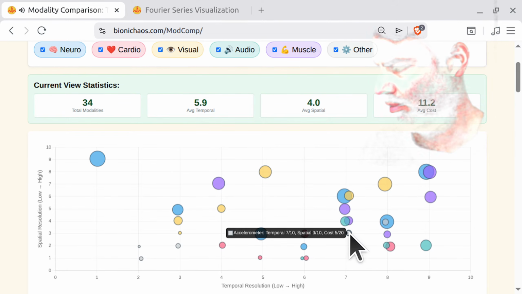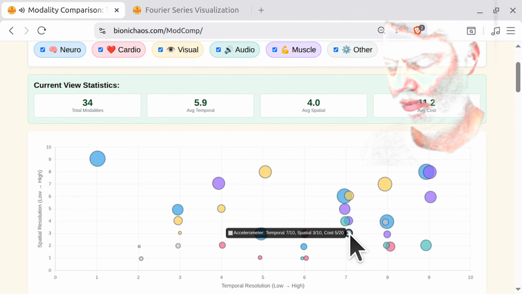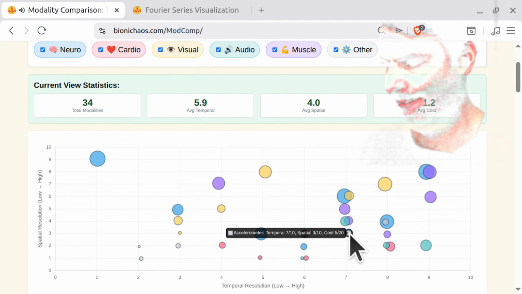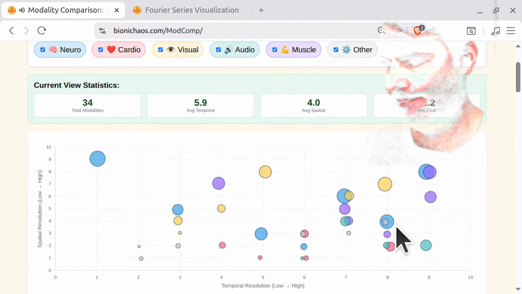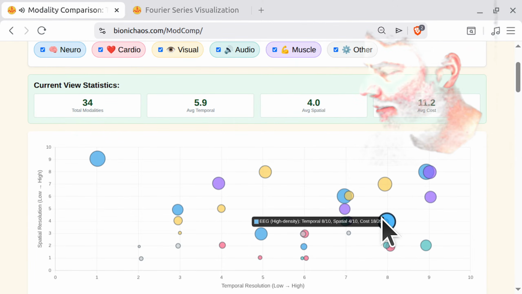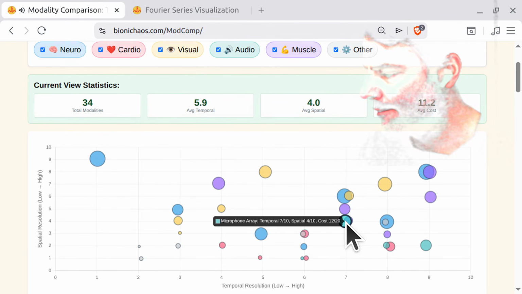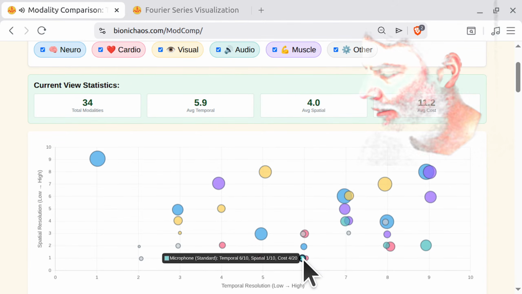And these choices play out across all sorts of categories, right? Neuro, cardio, visual, audio, muscle. Yeah, it's a diverse field. Look at audio. You've got your standard microphone, maybe 6 temporal, 1 spatial, 4 cost. Okay, decent speed for voice, but terrible spatial. It just picks up sound generally. Pretty much. Can you hear me now?